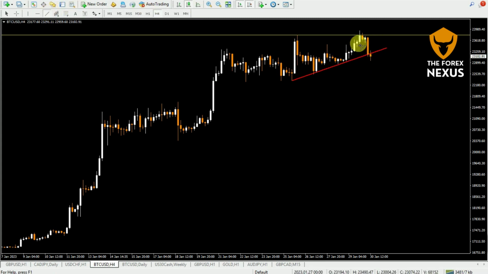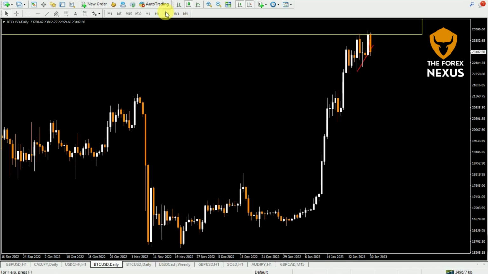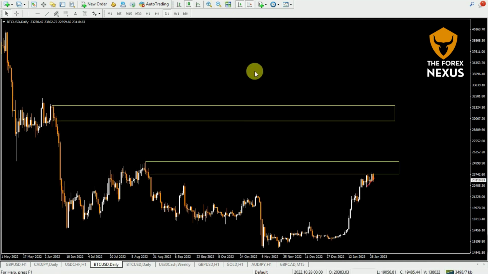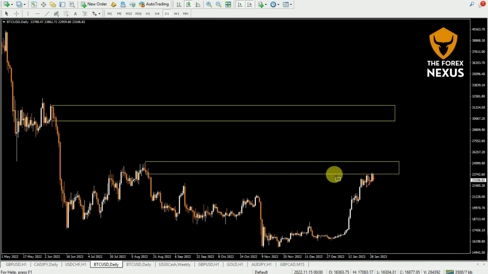On the H1 time frame, here we got a breakout as well. If we make it more correct, the possibility is open now for a sell opportunity. So probably Bitcoin can drop to the nearest demand zone on the daily time frame, here. This is an untested demand zone. Possibly the market can drop here.